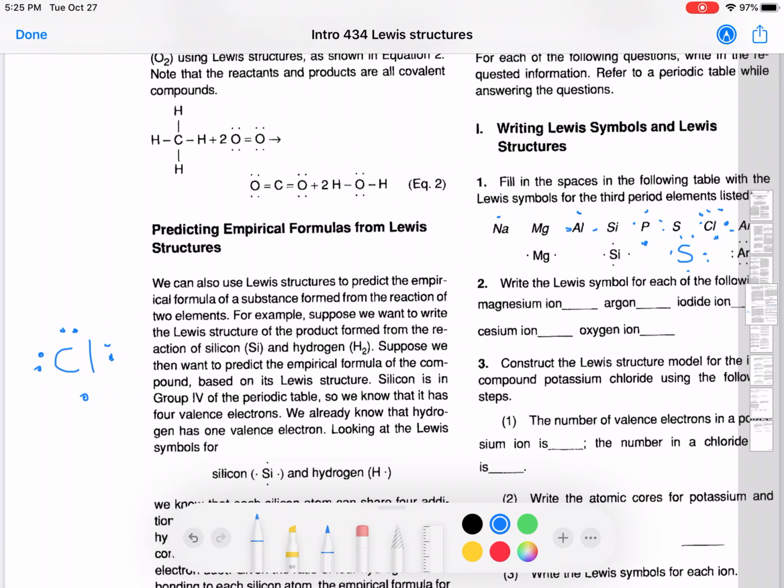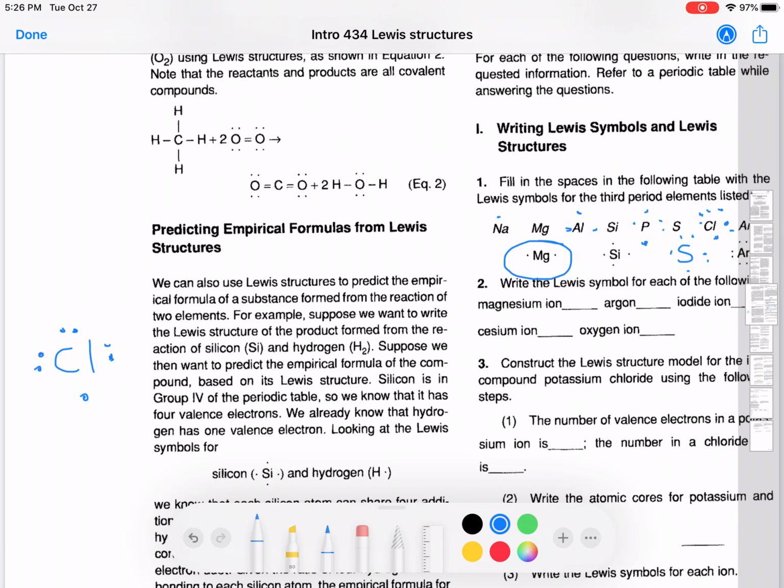Okay. So that's how you write a Lewis symbol for elements in the third period. Number 2, write the Lewis symbol for each of the following ions, like magnesium ion. When you are writing an ion, if it is just the magnesium element, this is how you're going to write magnesium. And how do you make a magnesium ion?